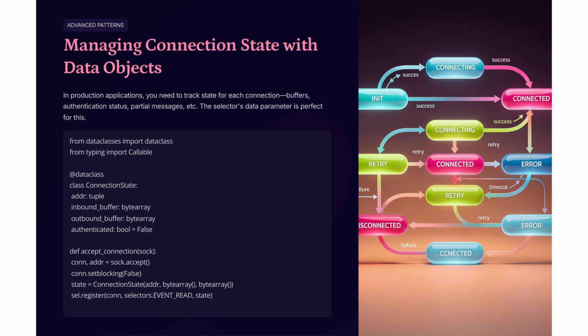Managing connection state is crucial in production applications. Use data objects to track each connection state, including buffers and authentication status. The selector's data parameter is ideal for this. When accepting a connection, initialize a connection state object to manage the address, inbound and outbound buffers, and authentication status, ensuring efficient handling of each connection.